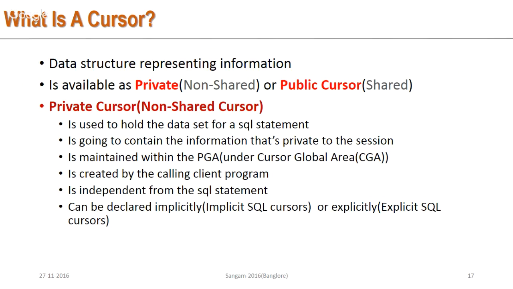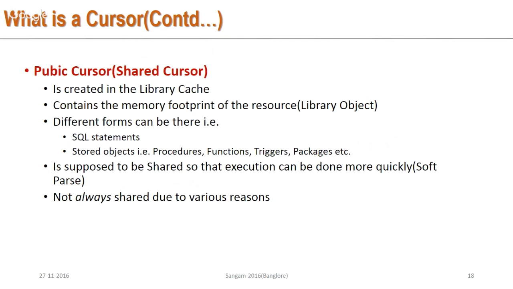And again, this is going to be created either implicitly or explicitly for the queries, depending upon how you parse the query or how you give a parse request for the query. The second part of the same cursor is going to be the public cursor, which we are mostly concerned with or interested in. That's going to be part of the shared pool.